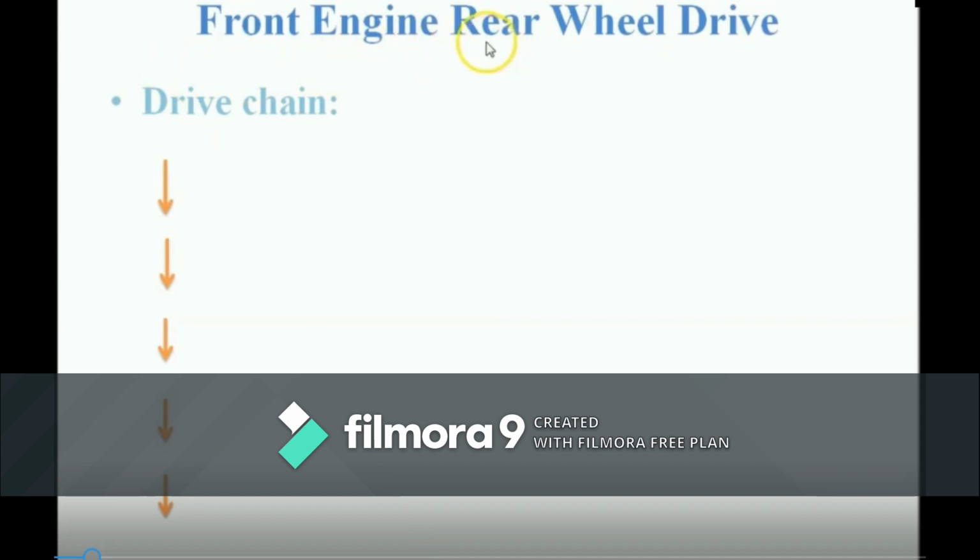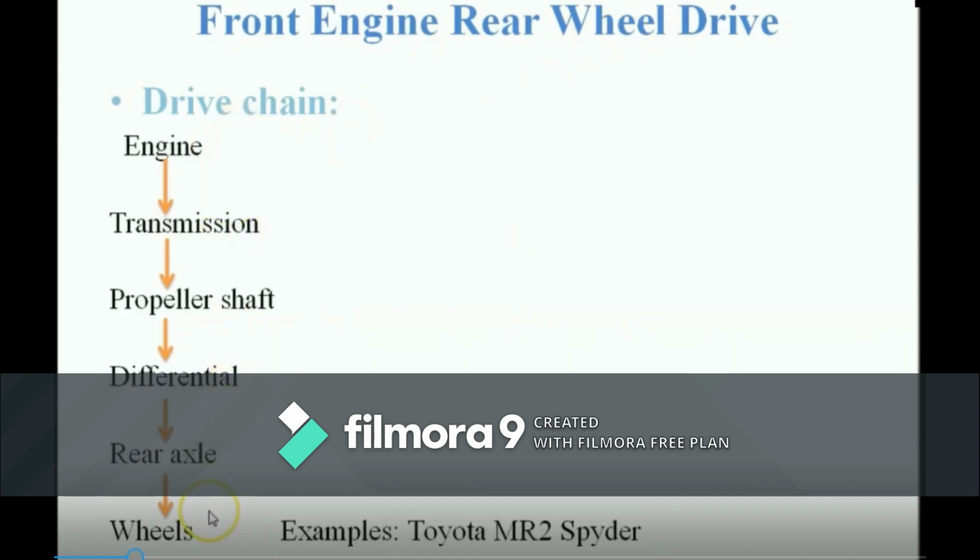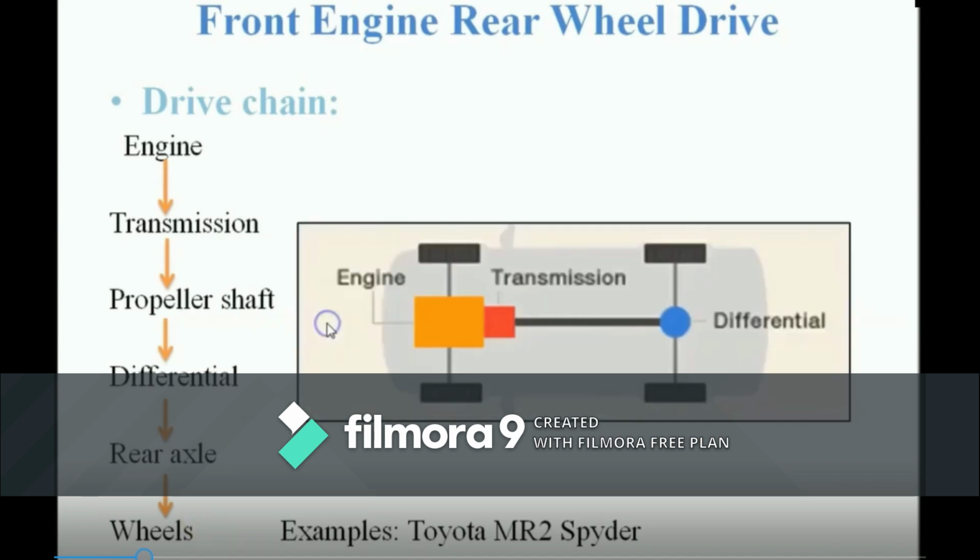The first is front engine, rear wheel drive. In this case, the engine is mounted at the front, whereas the power is transmitted to the rear wheels. So this is the particular drive chain for the front engine rear wheel drive. The power is transmitted from the engine to the transmission system, which mainly consists of the clutch and the gearbox. Then from the transmission system, the power is transmitted through the propeller shaft to the differential, and from the differential it is transmitted to the rear axle and then to the rear wheels.